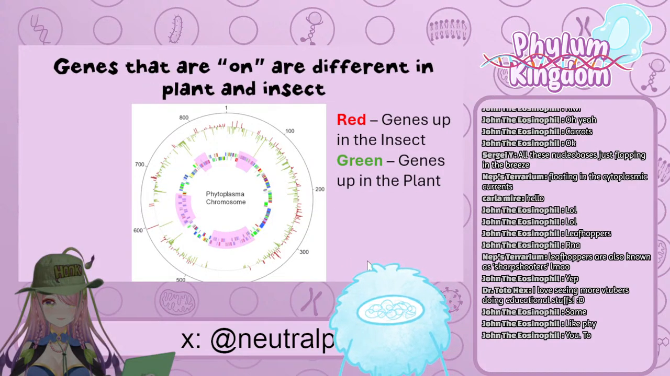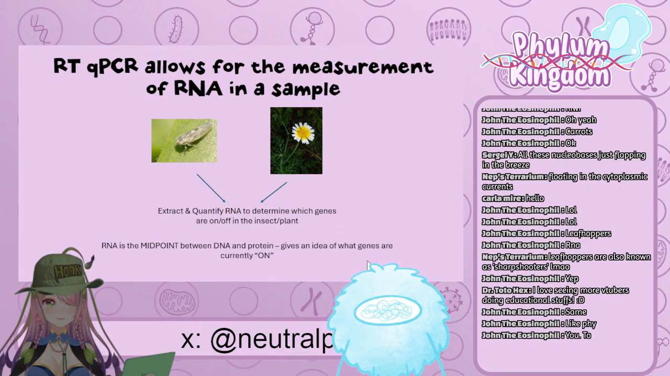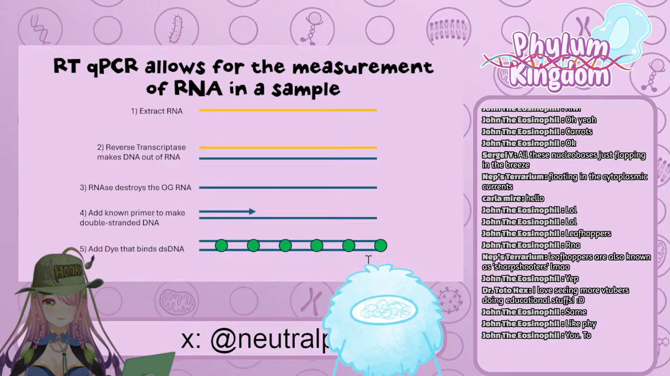So they have this rough look with a microarray, just blasting the entire genome, seeing which genes are up and which genes are down. And then they took a subset of those genes and did something called RT-qPCR. This is a technique that allows you, with better confidence, to determine how much RNA is in a particular sample. The process is very similar to a microarray. You extract and quantify the RNA. And again, RNA is the midpoint between DNA and protein. So if you know how much RNA is in your sample, you know which proteins are being made and in what quantity. The way this is done is actually quite neat.